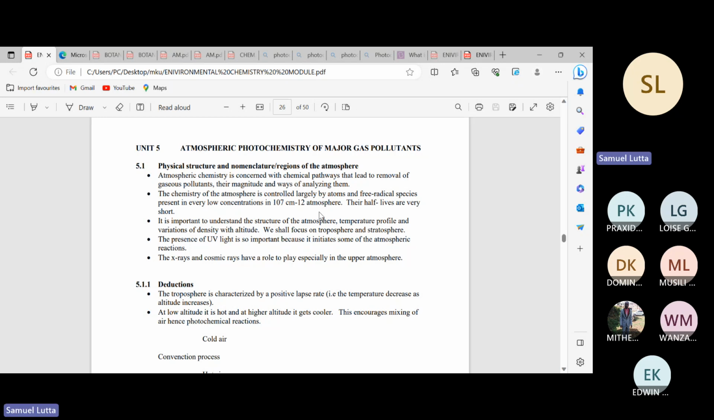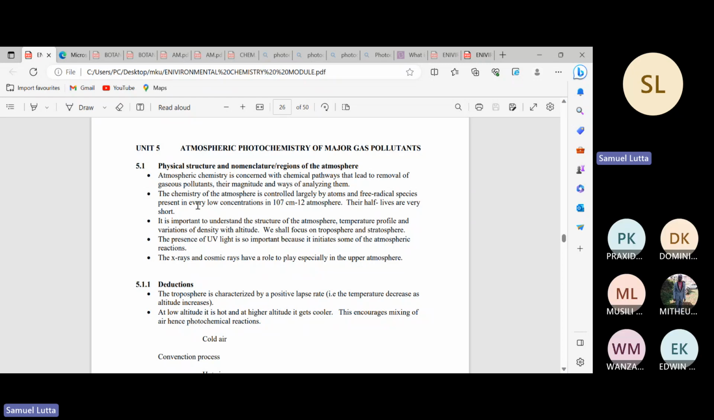In the atmosphere, the chemistry is normally controlled by what we call free radicals and atoms. Because when you have this UV light, it is possible for the molecules to break down and form atoms or radicals. And the concentrations are quite high. These radicals are not very stable. That's why we say their half-lives are very short. They don't stay for long before undergoing transformation.